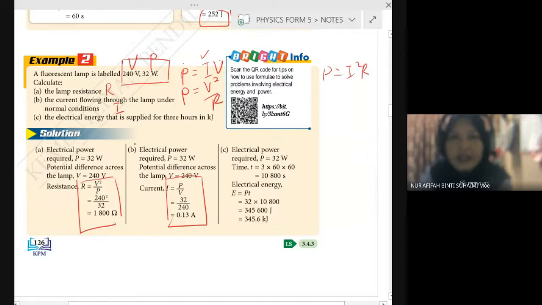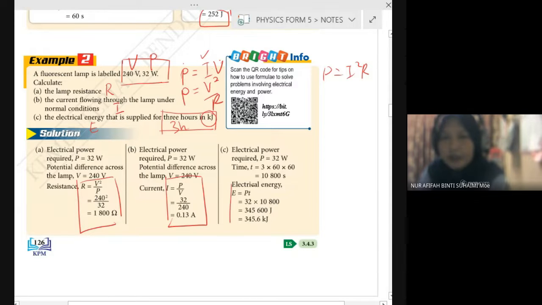Okay. C. Find the electrical energy that is supplied for 3 hours in kilojoule. Kalau ada highlighter, nanti dalam masa SPM bawa highlighter ke ataupun tak nak guna highlighter, you just underline the question yang mana dia punya word yang you perlu kira ataupun yang penting lah. So dia nak energy for 3 hours in kilojoule. In kilojoule. So find energy.